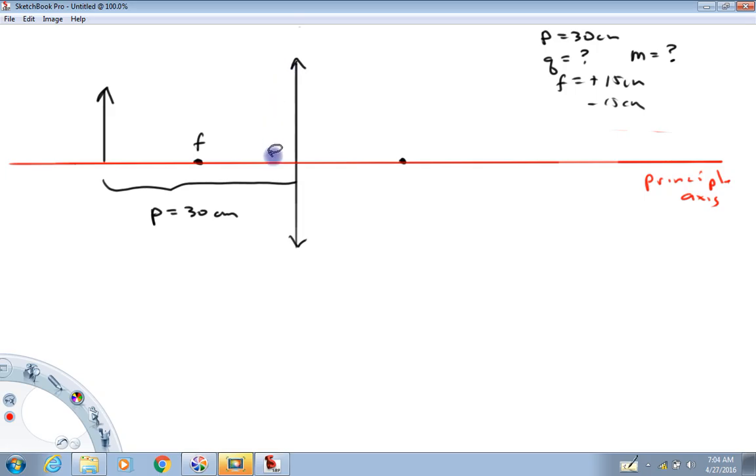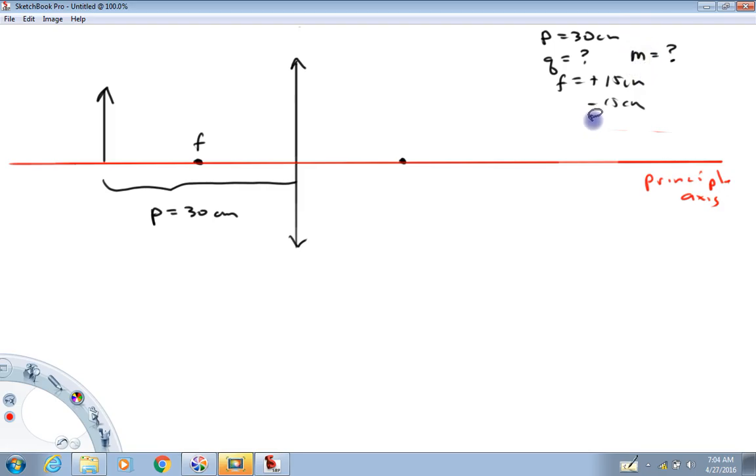So I've got a picture of this lens sitting right here, and this is the shorthand for a converging lens with these arrows pointing outward. This lens, we're going to assume, has a focal length of positive 15 centimeters, and I have placed an object at roughly 30 centimeters from the lens. We're going to try to calculate q, the image distance, and then m, the magnification of the image.